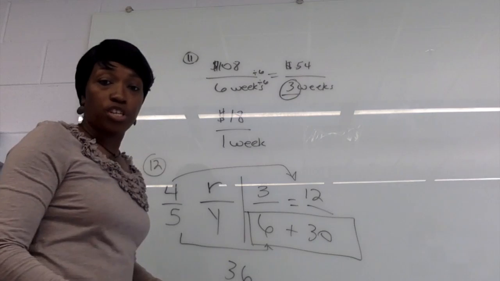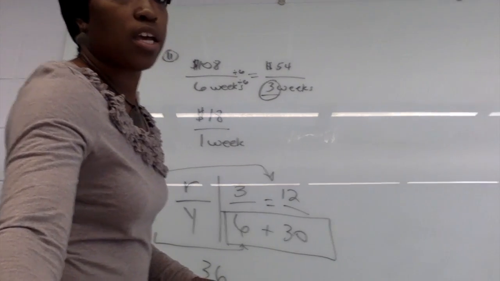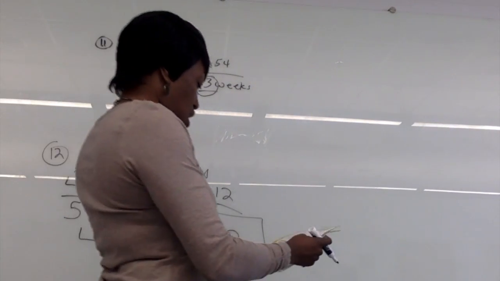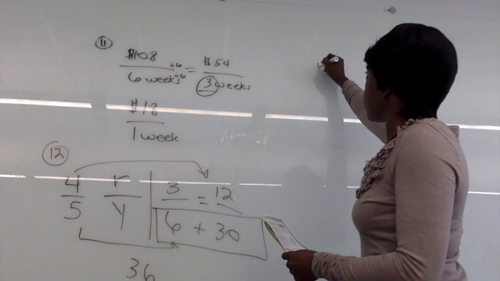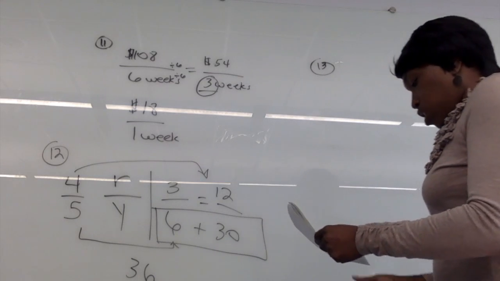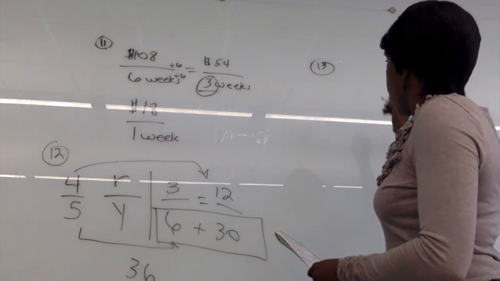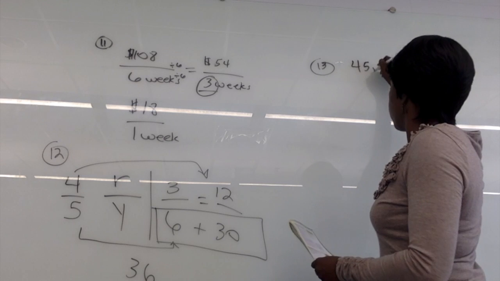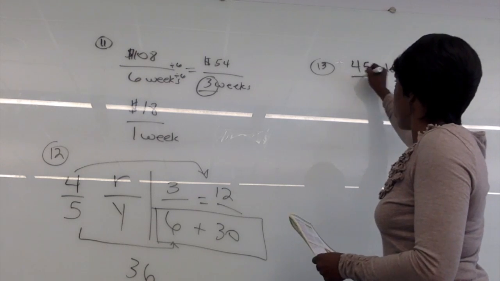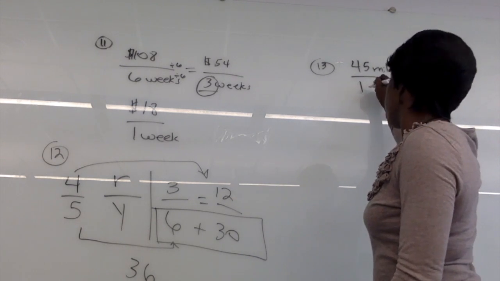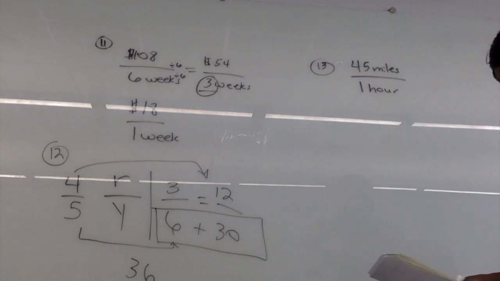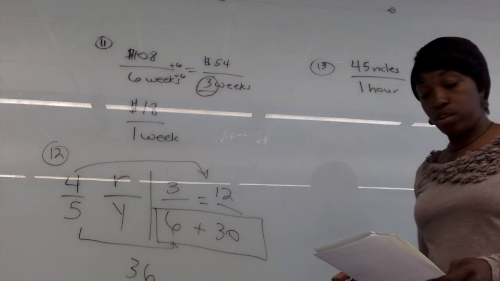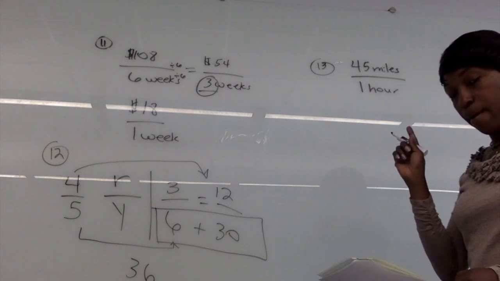Okay, number 13. We're going to look at number 13. Number 13 is asking us to justify the conclusion again. It says here that if you travel at a rate of 45 miles, and I'm going to go ahead and write the rate up here, 45 miles in 1 hour, and it says per hour, but I'm going to write it as a rate as 1 hour. How many minutes will it take you to travel 1 mile?